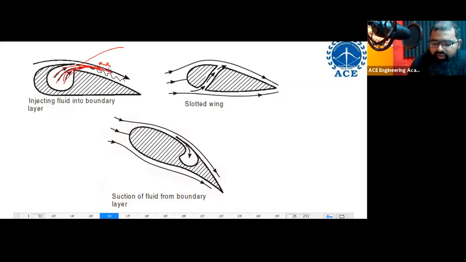The fluid is again going to move forward in this particular region. So this method is called injecting the fluid into the boundary layer. An advanced method of injecting the fluid into the boundary layer is this method, the slotted wing.